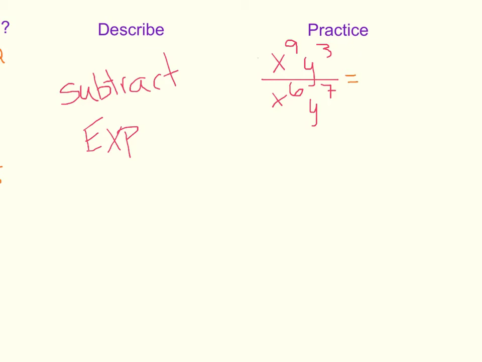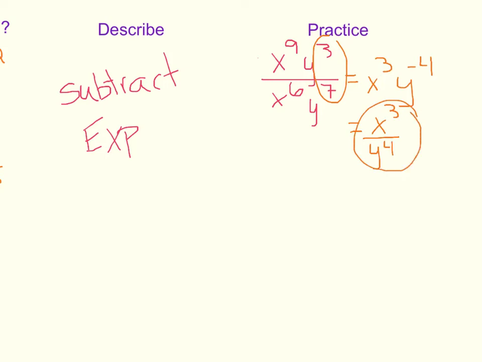So 9 minus 6 is 3. So x to the 3rd power. And then y, 3 minus 7 is negative 4. So y to the power of negative 4. But go one step further. X to the 3rd stays in the numerator. Y to the 4th moves to the denominator.